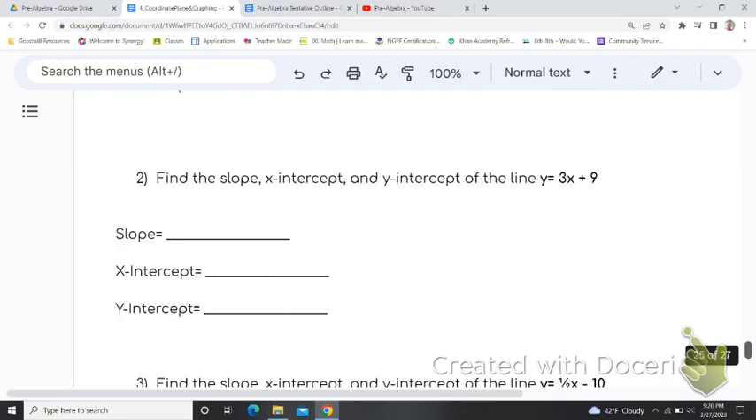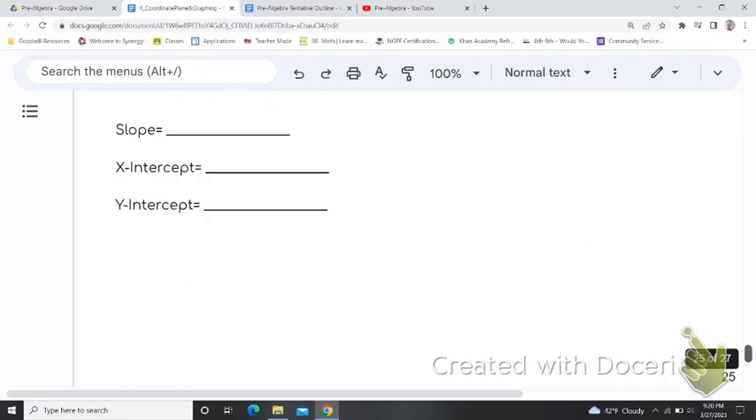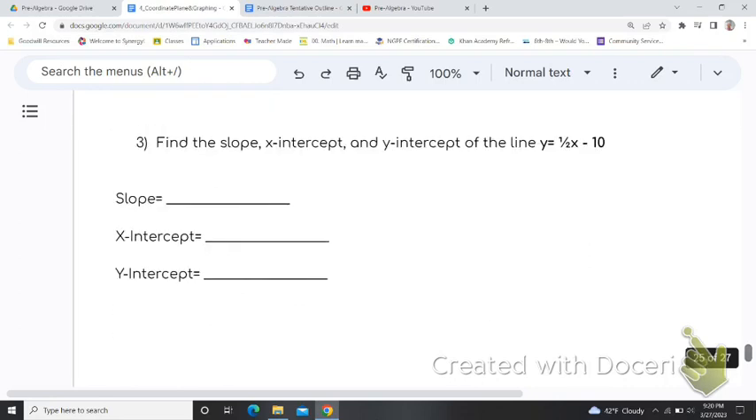I'll let you go ahead and try number 2, and we'll look at number 3 together. Because we've got a fraction in this one, and that sometimes wigs people out. So first off, I'm going to get the easy part done. So I know that that's the m, the slope, and that this is the b, the y-intercept. So the slope, we already know, is 1/2. The y-intercept, we know, is negative 10.